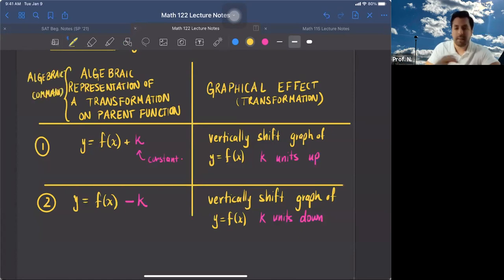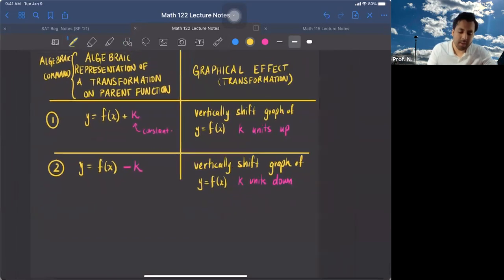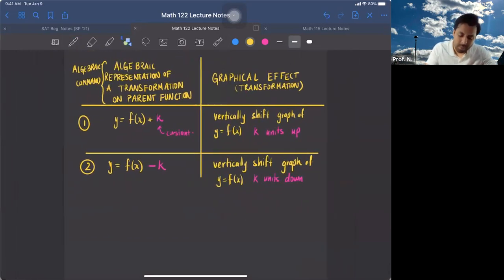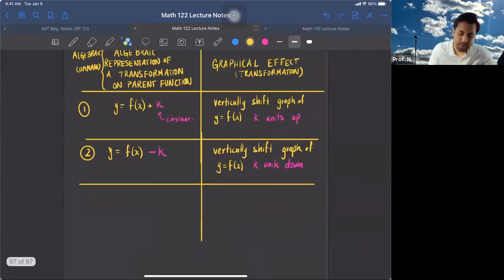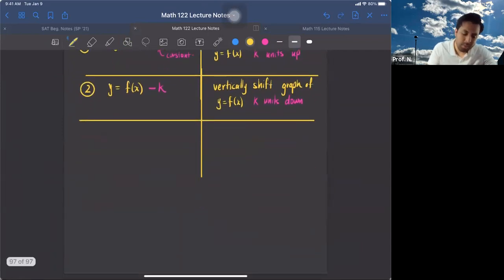And then on the right side is the effect. After I add this k, what's the actual effect of it? What's the transformation actually? Well, it's a shift upward. If I subtract by k, it's a shift downward. And that's kind of apparent, right? But then when we talk about shifting things horizontally, it's not as apparent. And actually, it's kind of a bit counterintuitive to what we would expect.